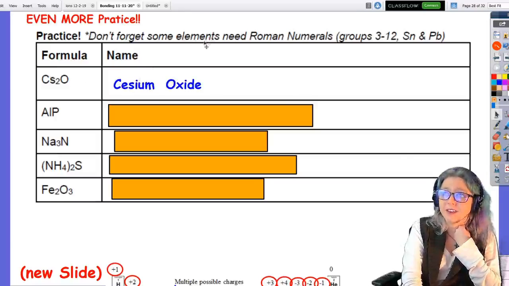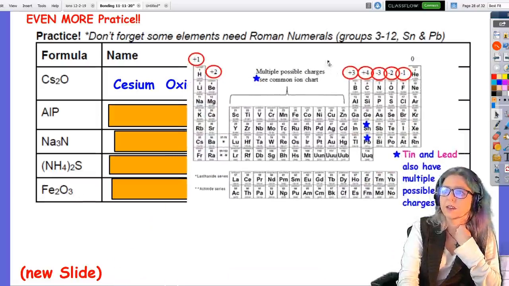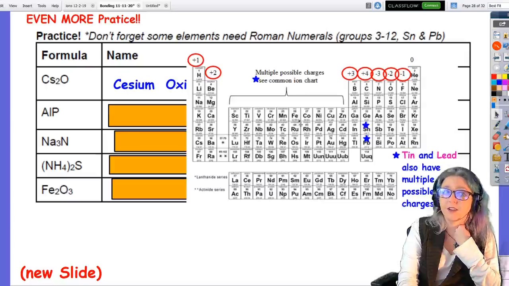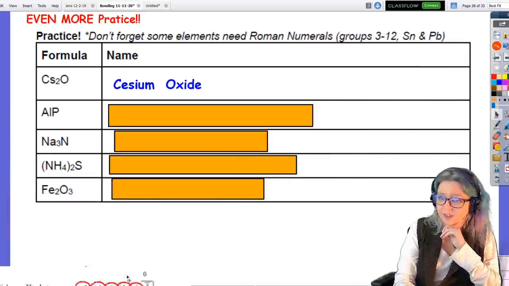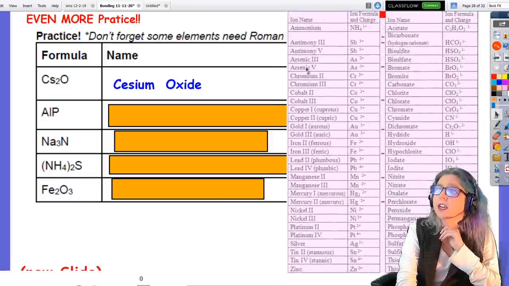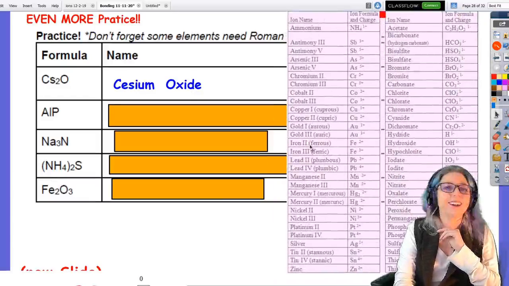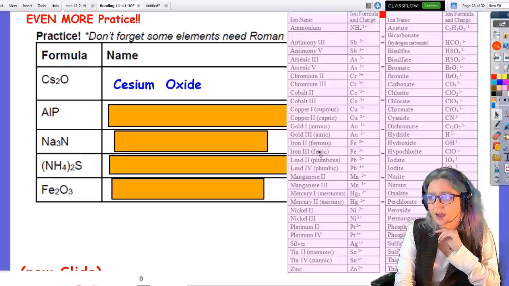Now what we haven't done yet is something like this one, this iron compound. So if I look up my iron, it's right there, right in the center of my periodic table. So, oh, possible charges, see my common ion chart. Okay, well, let's figure that out. So let's go here. I'm looking up iron: cobalt, gold 1, gold 3, iron. Wait, iron 2 and iron 3. There's more than one iron.